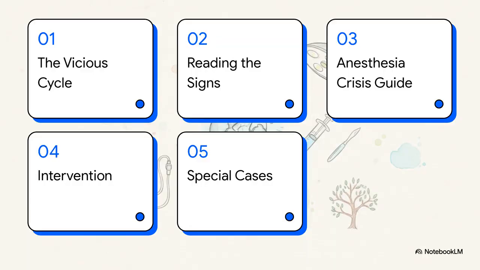So here's our roadmap. First, we're going to break down the vicious cycle of tamponade, really get to the heart of why these patients collapse. Then, we'll shift gears to diagnosis, looking at both the classic signs we all know and the dangerously atypical ones that can trip us up. After that, we dive into our world, anesthesia, and navigating the crisis.